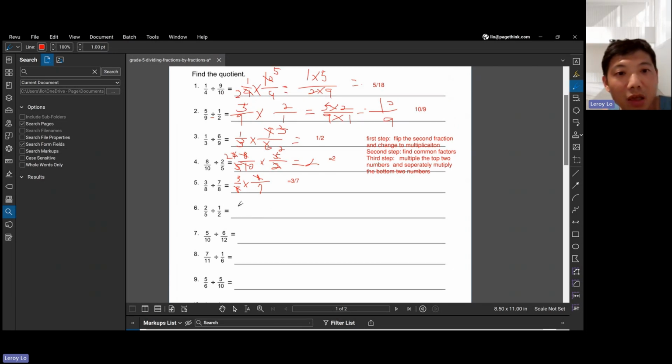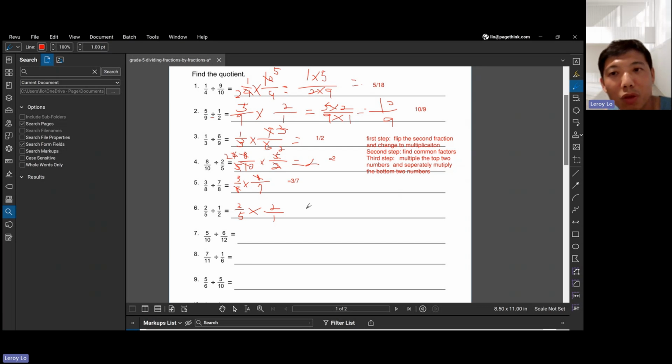Okay, number 6: 2/5 divided by 1/2. First, we put 2/5 here as the original, and then times. We change the division to multiplication, and we flip the numbers on the second fraction, top to the bottom, bottom to the top. So 2 to the top, 1 to the bottom, and we check for a common factor. There's no common factor for 2 and 5, so we can pass that step.